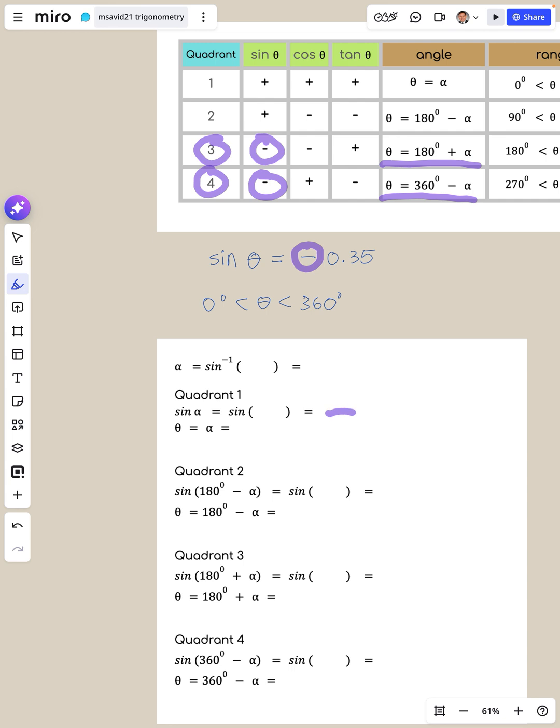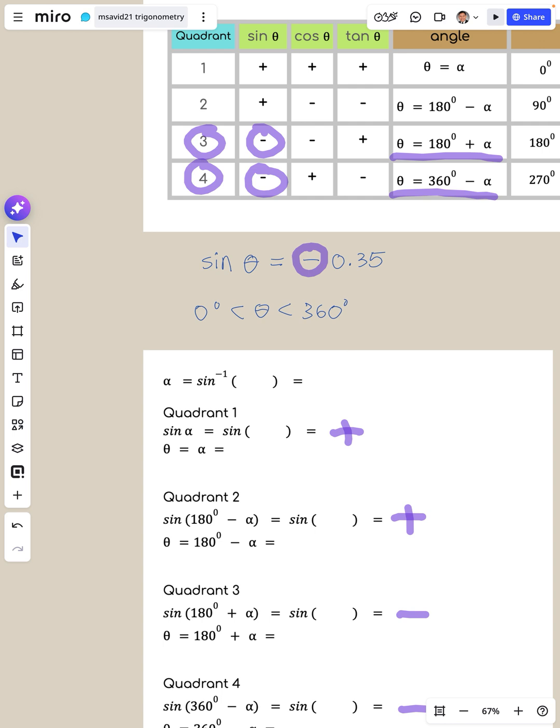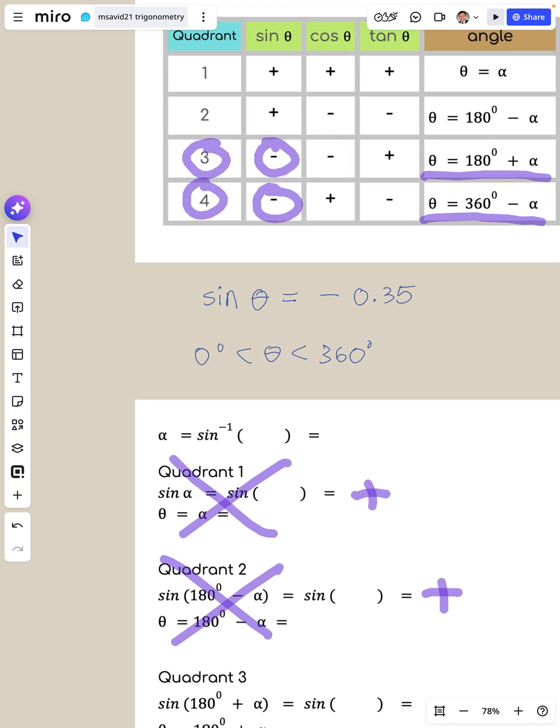In quadrant 1 and quadrant 2, sine value will be positive. In quadrant 3 and 4 it will be negative. Since the question asks for the negative value of sine, we cross out quadrant 1 and quadrant 2. We don't need to calculate for that. We concentrate on quadrant 3 and 4, which give you the negative value.